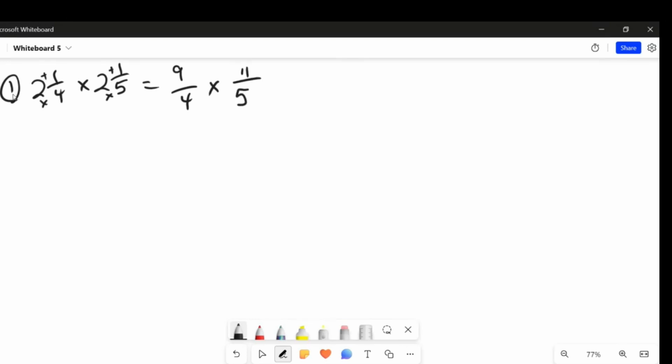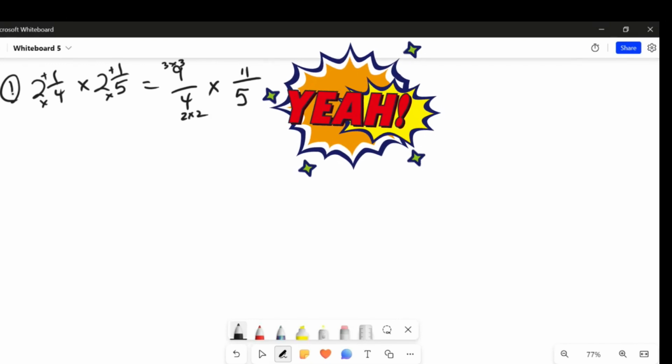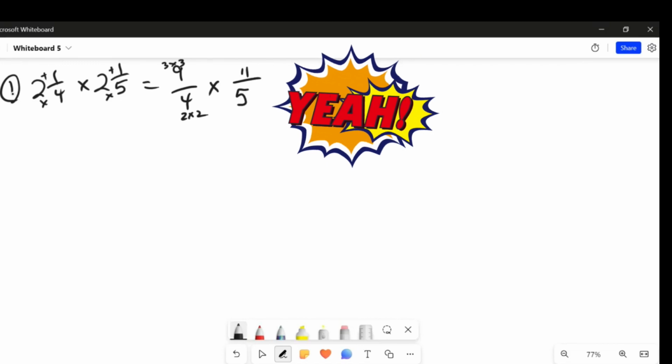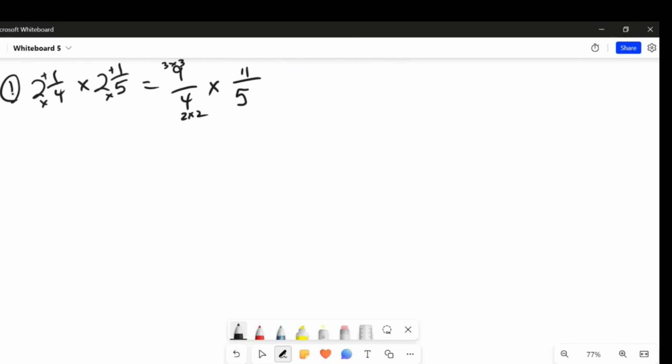11/5. And just like we did last week, we need to look and see, before we just straight multiply the tops and bottoms, look to see if there are any factors that are in common. 9 is 3 times 3. 11 is just 11 times 1. 4 is 2 times 2, but 5 is just 5 times 1. There is no common factor in the top and bottom. So on the top, we get 99, and on the bottom, we get 20.